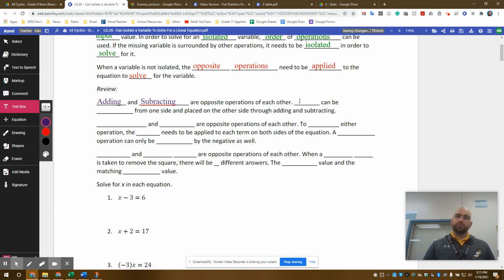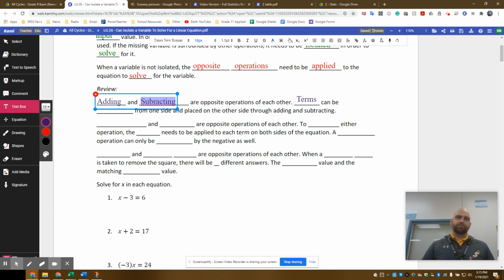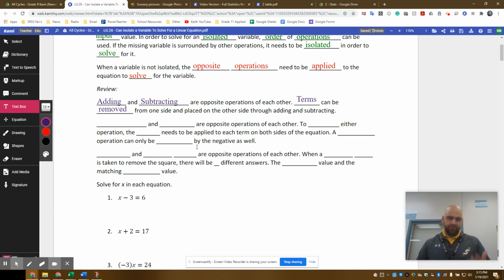Now normally we just deal with numbers at this point, but we're going to take a look at another time at how a term can actually be applied here. A term can be removed from one side and placed on the other side through adding and subtracting. We've done that in the past. We're going to do the opposite.